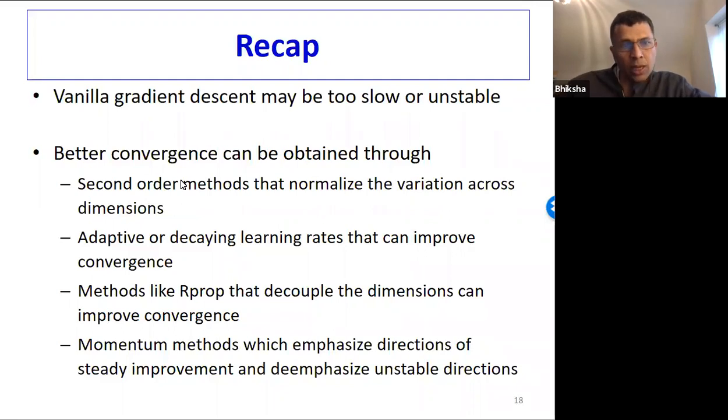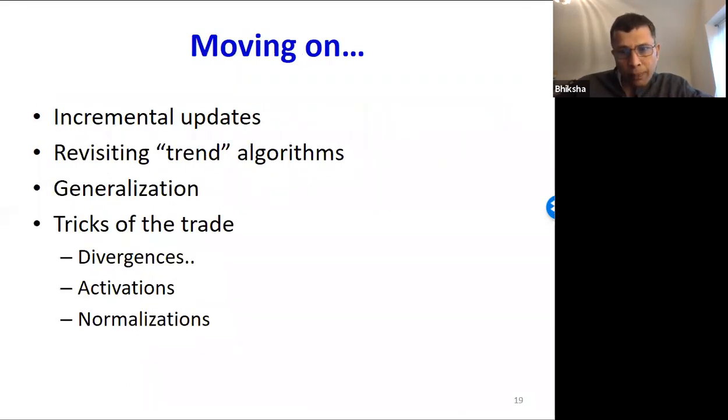a variety of means. Topics that we had on the slides, but I didn't cover in the lecture, was second order methods that normalize the variation across dimensions. We saw adaptive or decaying learning rates can improve convergence, and methods like Rprop that decouple the dimensions can improve convergence. Momentum methods, which emphasize directions of steady improvement and de-emphasize unstable directions, also improve convergence. We saw these. So let's move on.